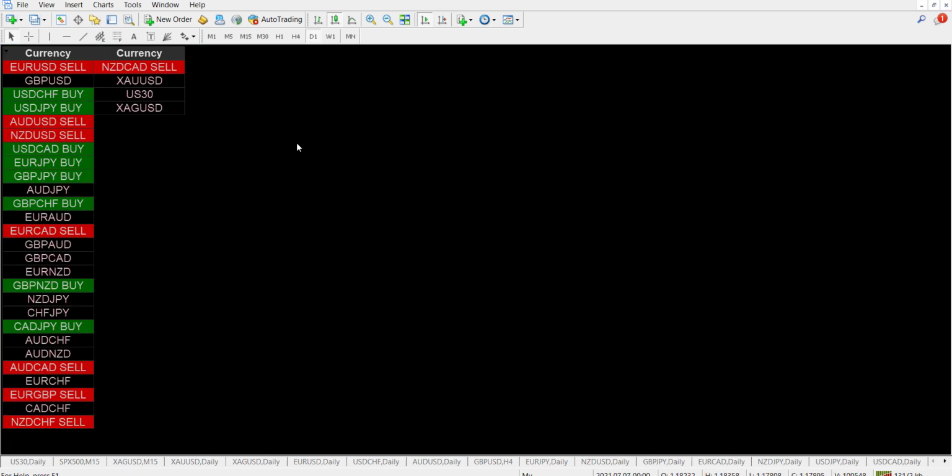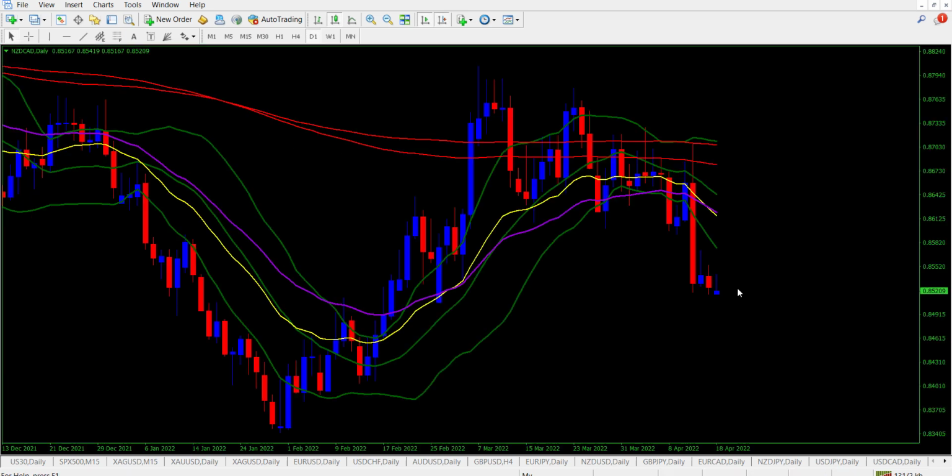And the last one is the New Zealand CAD. New Zealand CAD looks great. All the moving averages are pointing towards the downside, and we have this huge daily breakout bar, which is again a good sign. So I will also put this pair on my radar, and if I find anything in the New York session, I will definitely take the trade in the New Zealand CAD too.